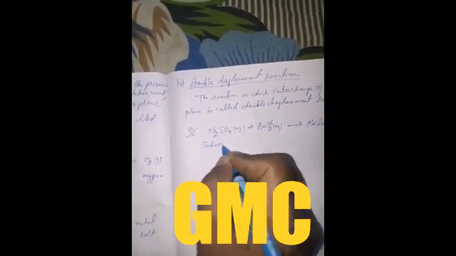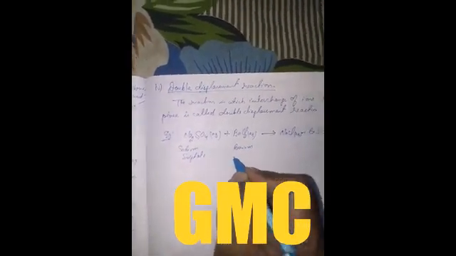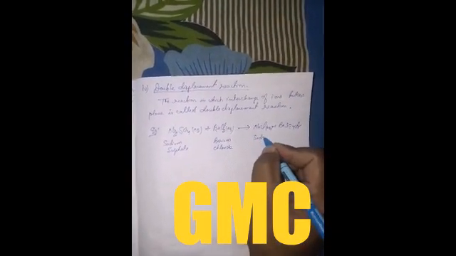Sodium sulfate reacts with barium chloride to form sodium chloride and barium sulfate precipitate.